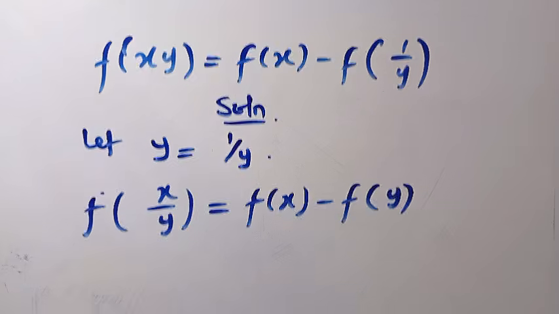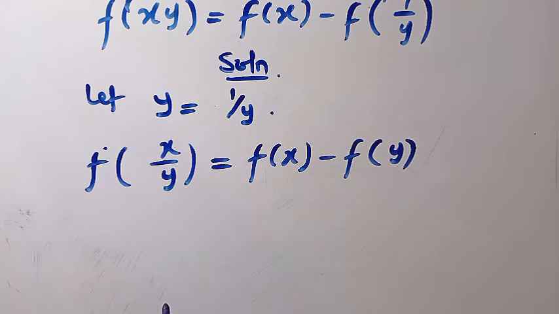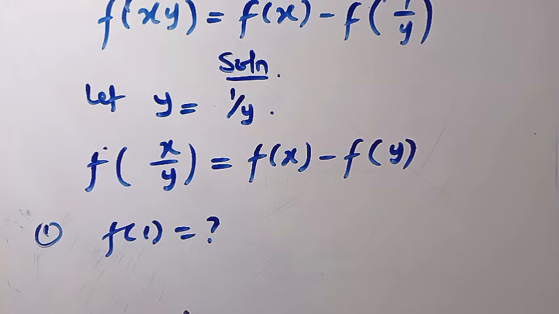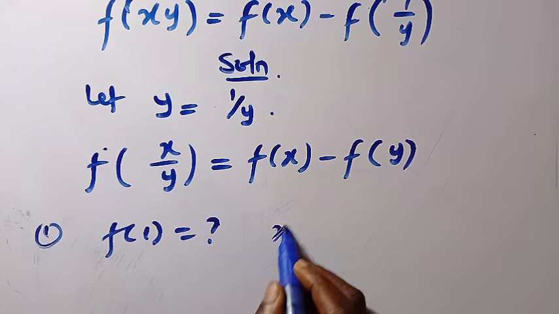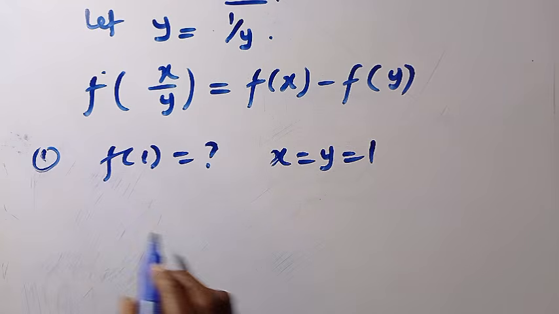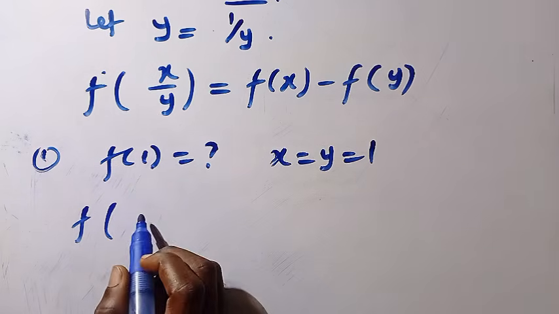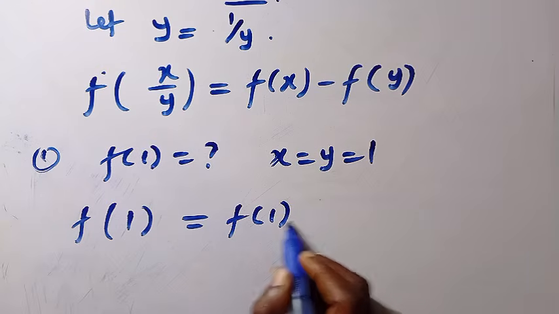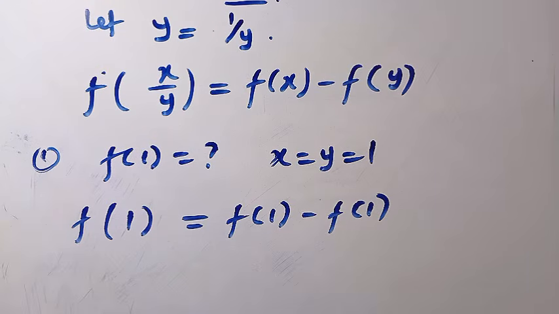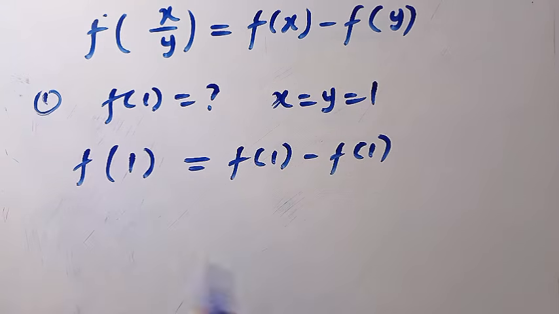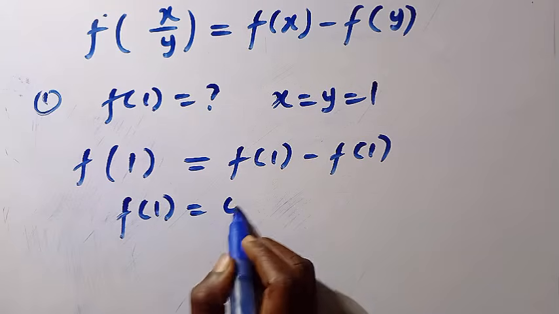Then after getting this, suppose I want to get f of 1. To get that, we are going to let x equal y equal 1. So from here, we have f of 1 over 1, that is f of 1, equals f of 1 minus f of 1. Subtracting these two, we get 0. So this shows that f of 1 equals 0.